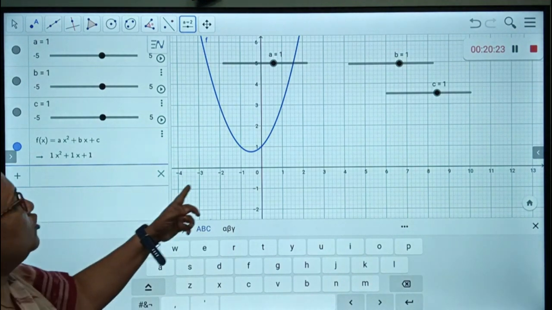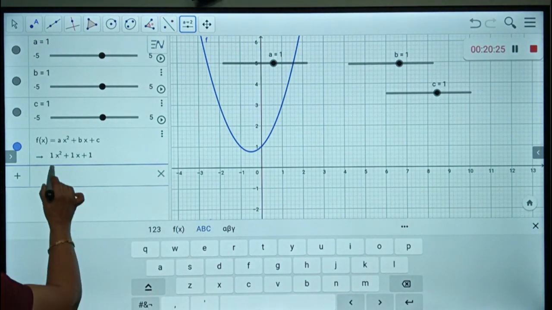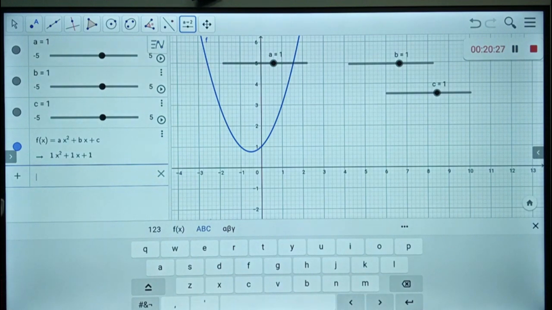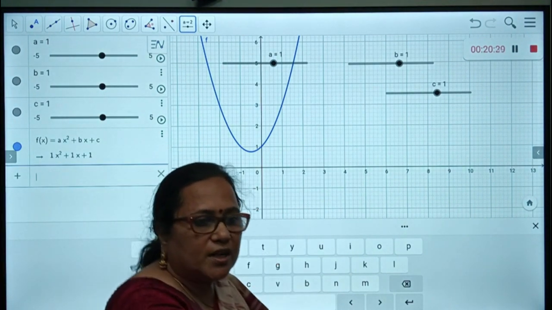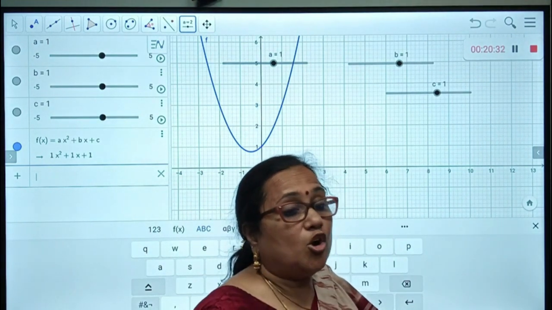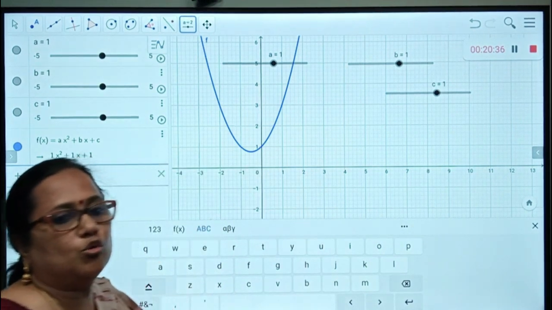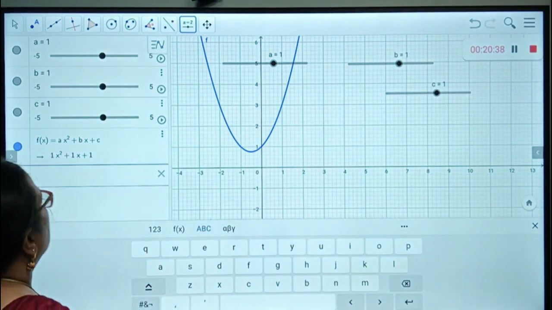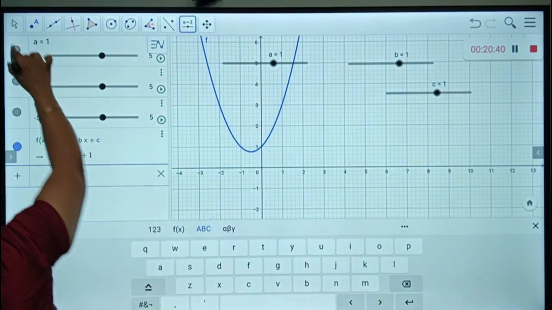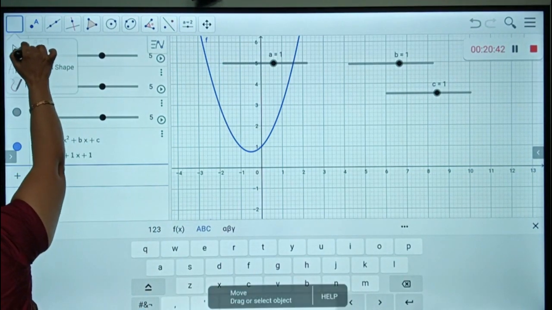So what can you say about this quadratic? What is the equation of this quadratic? X square plus x plus 1. This quadratic does not touch the x-axis. So it has got no zeros. The number of zeros is 0. It has no roots or zeros. However, let me try to change the values of a, b and c.